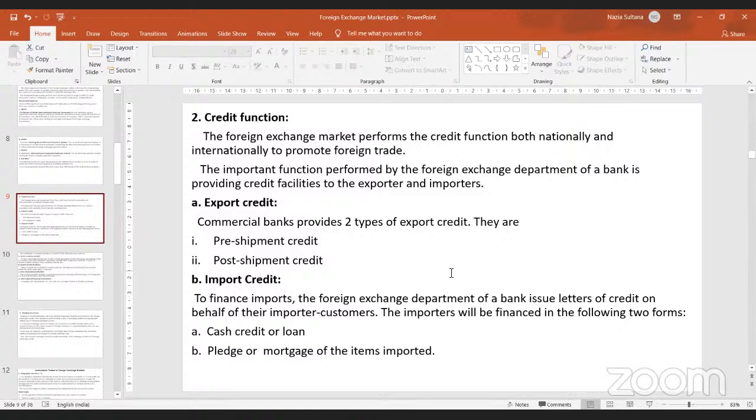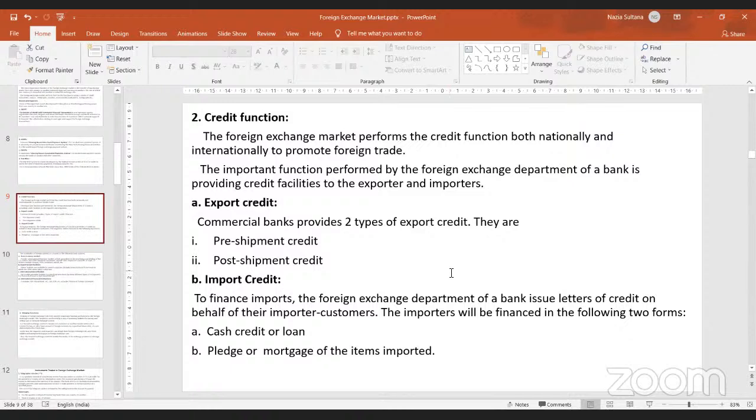Similarly, the importer also has to incur costs associated with the import. So when the exporter and importer have to incur these costs, they require some mechanism through which a loan can be granted to them, or they can take credit in the foreign currency. So your forex markets will provide the credit function also. They will provide credit nationally, that is within the country, to any importer or exporter.